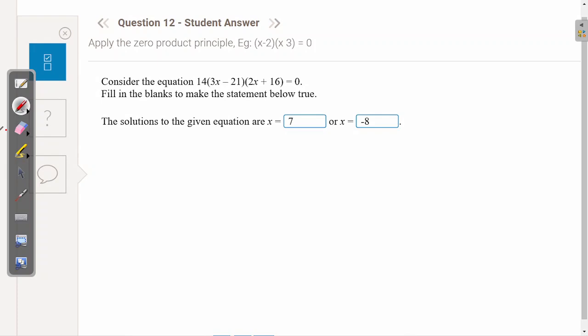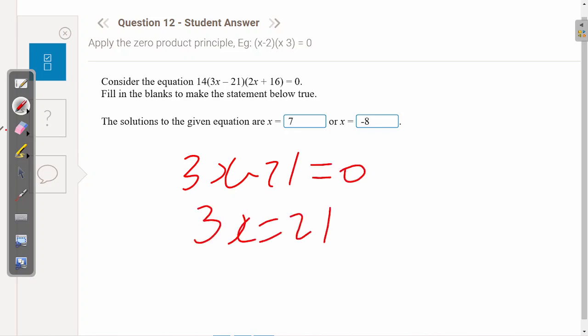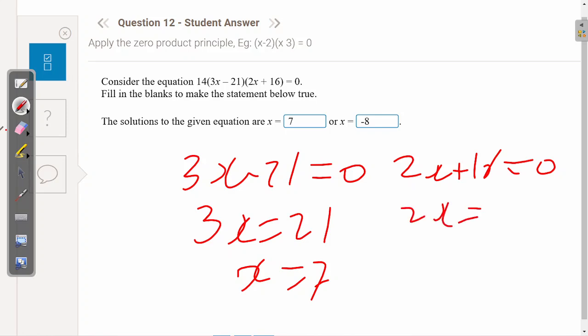Okay, since all of them are multiplied together and are equal to 0, you can make each one equal to 0. So 3x minus 21 equals 0. 3x equals 21, x equals 7. You do the same with 2x plus 16 equals 0. 2x equals negative 16, x equals negative 8.